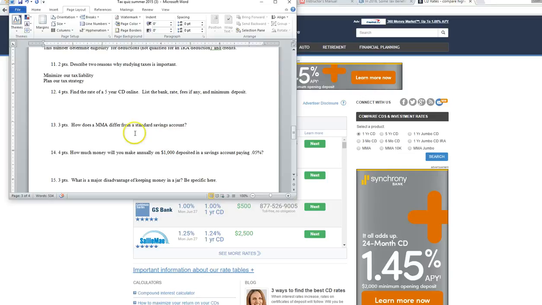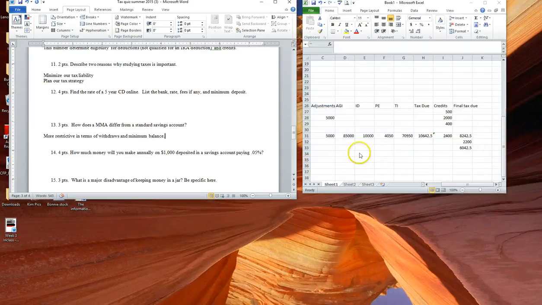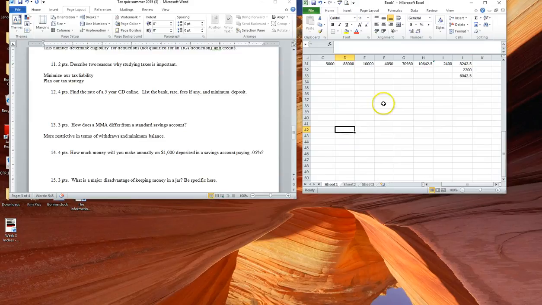How does a money market account differ from a standard savings? Again, it is more restrictive in terms of withdrawals and minimum balance. How much money will you make annually on $1,000 deposited in a savings account paying 0.05%? And I do not want you to miss this, and I'm really hoping you pay attention because there will be another question like this. If I go ahead and I look at my Excel calculator here, the biggest problem with this is remembering how to convert a percent to a decimal. And when you do that, you just move this decimal point to the left two spaces.